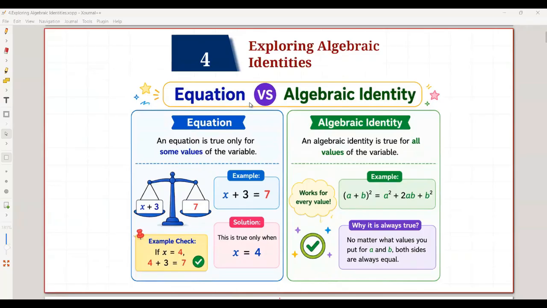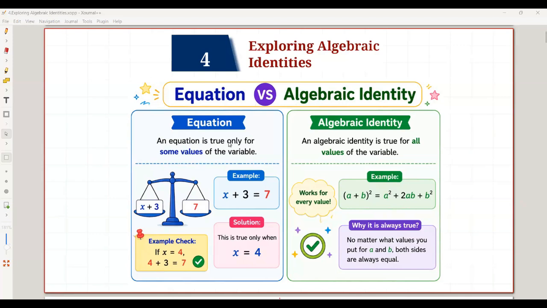Chapter number 4, Exploring Algebraic Identities. In this chapter, we'll be learning about algebraic identities and how to apply them to solve questions. Before starting, I just want to explain the difference between an equation and algebraic identities.